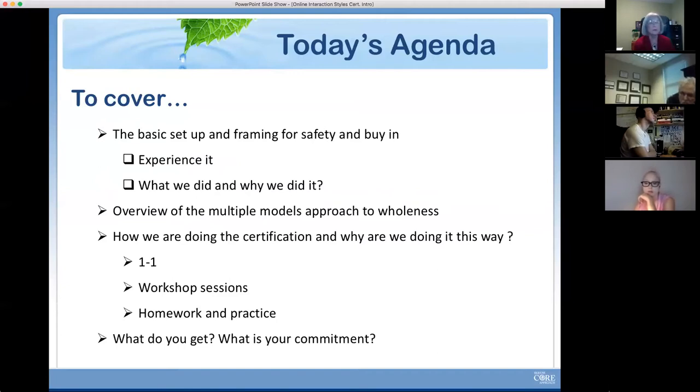Then an overview of multiple models, and that approach to wholeness and why we use multiple models. And then how we're doing the certification and why we're doing it that way. We're starting off with a one-on-one session, and that's going to have to hurry up and happen this next week. Workshop sessions, and in between the workshop sessions, there's homework and practice. And then talk a little bit about what you get and what your commitment is.